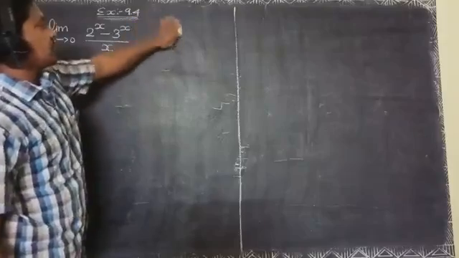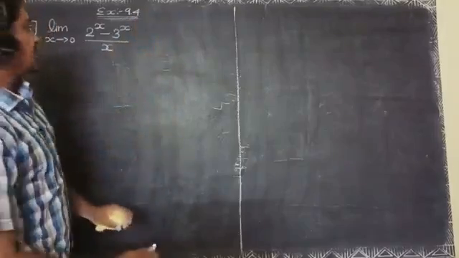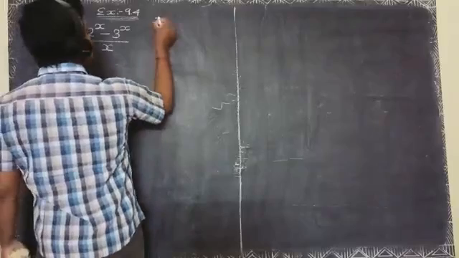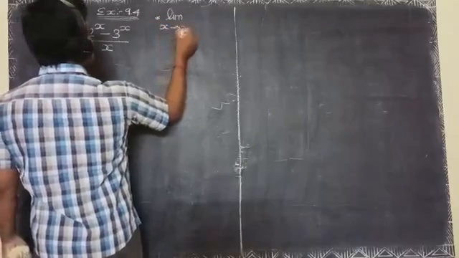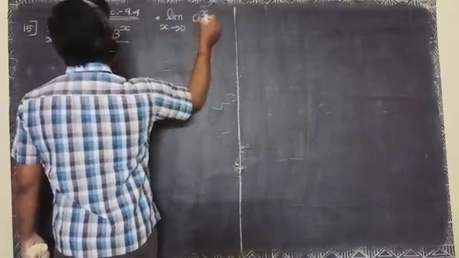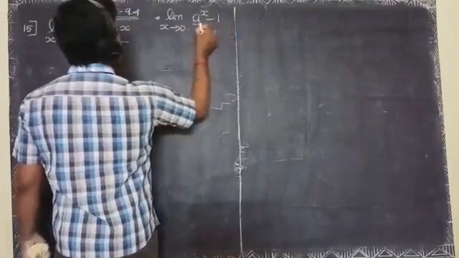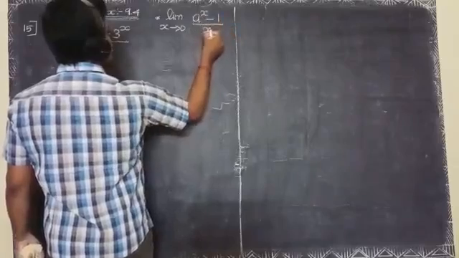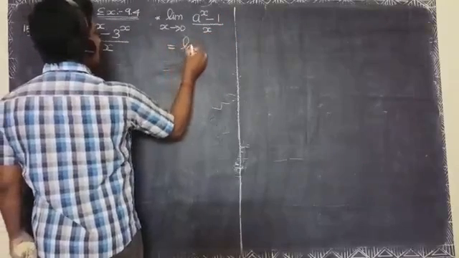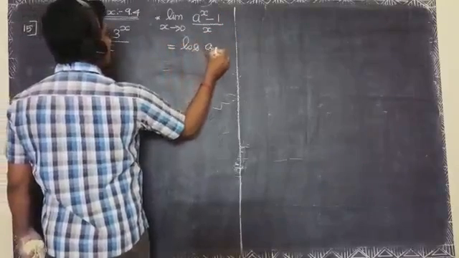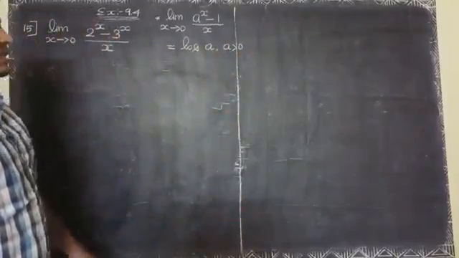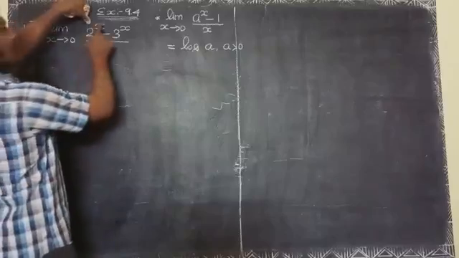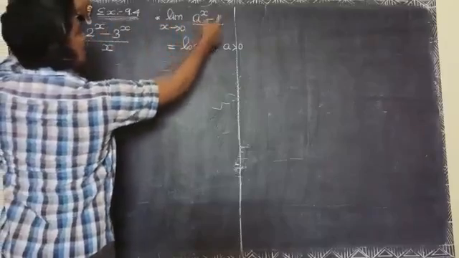So change to the structure. We know that limit x approaches 0, a power x minus 1 divided by x, is equal to log a, where a is greater than 0. Here we have 2 power x minus 1 divided by x.